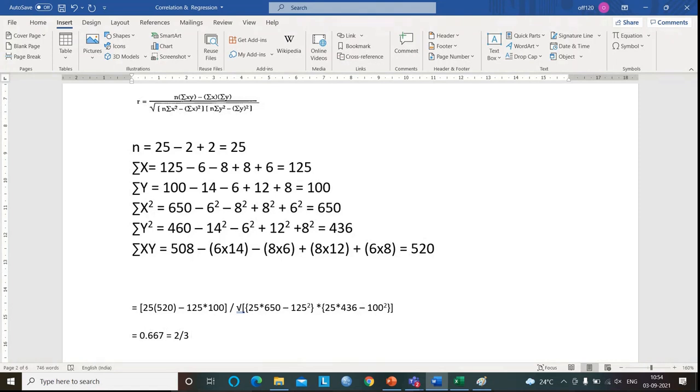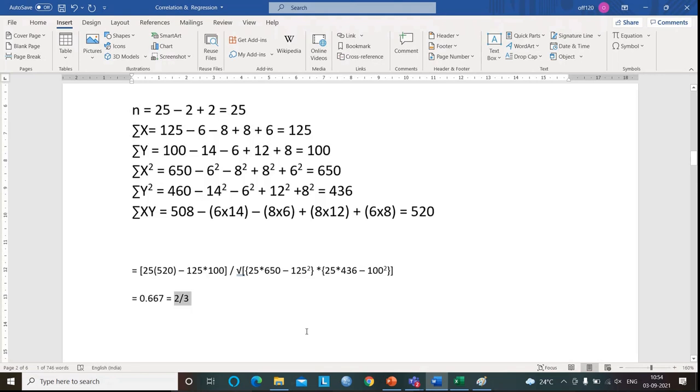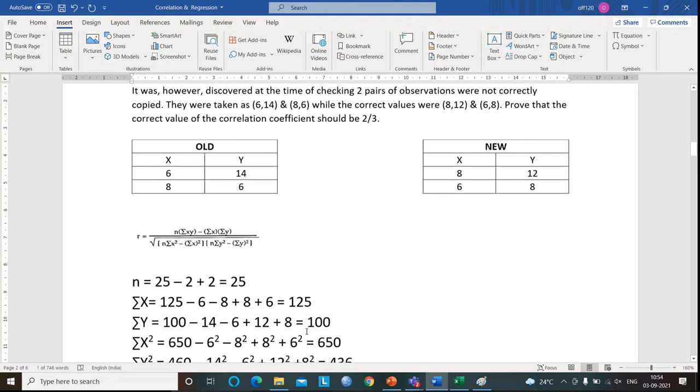So 2 divided by 3 means we get the same answer, 0.6. See, if you are adding point, you get on the numerator as 20. So 3 6 are 18. So 0.667, and the fraction is equal to our 2 by 3 value. That means whatever the value they are asking us to find, we got the same answer.